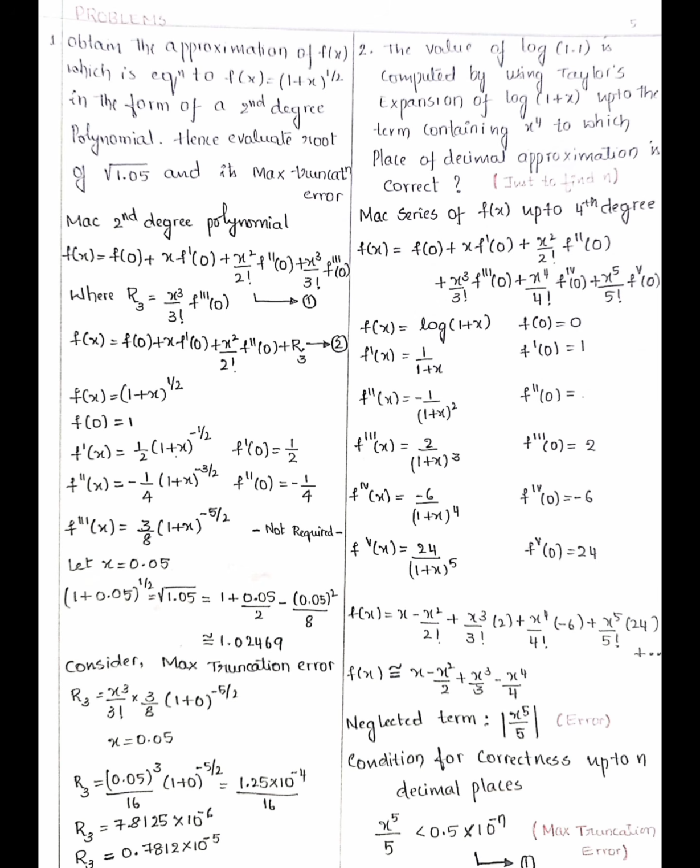Using this Maclaurin series, we need the value at 1.05, meaning x is equal to 0.05, that is, 1 plus 0.05 to the power half. So root of 1.05 will be approximately 1.02469. Now we'll check how much we are ignoring, meaning R3. We'll put the formula, substitute x is equal to 0.05, and we'll get it.